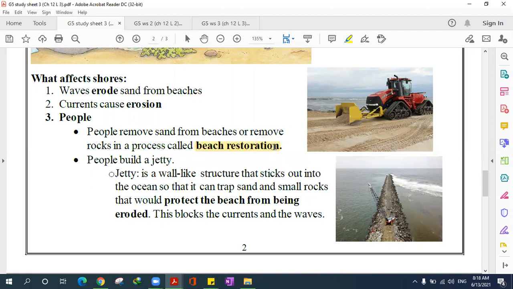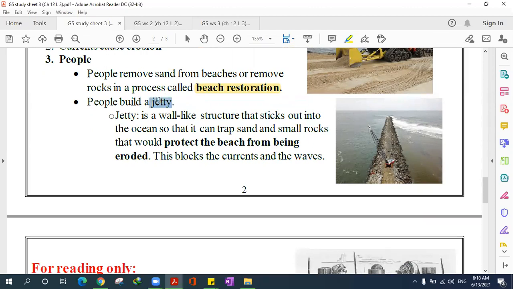Okay. The second thing we can do is build jetties, and jetties also help in protecting the shore, but in a different way. They kind of slow down the waves. So when they hit the shore, they are not that strong to break it down and, of course, cause erosion later. Okay?